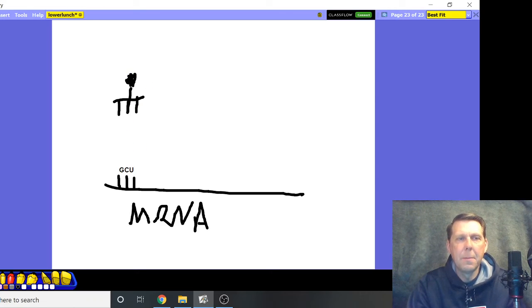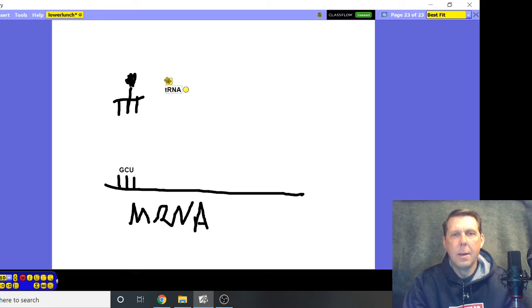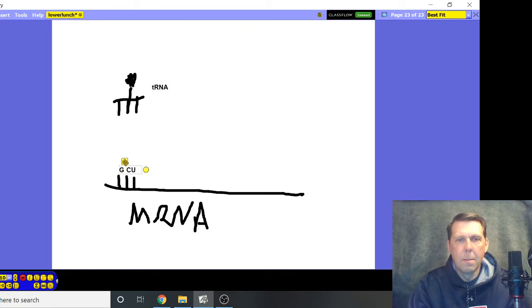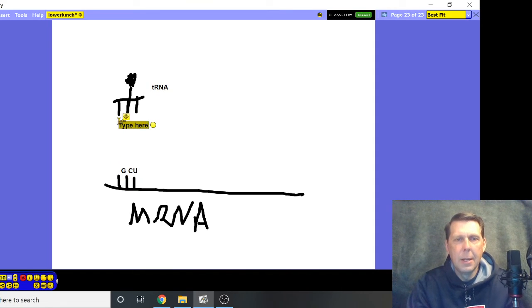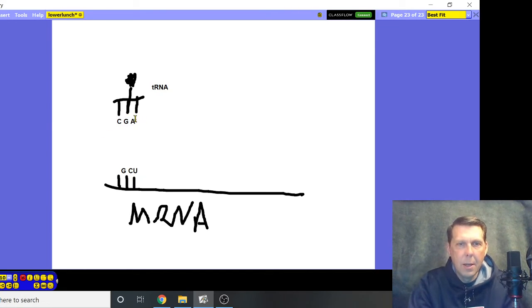Here's our tRNA. Now we're looking for the correct anticodon down here. If this is GCU, what would be up here? Hopefully you're thinking it would be CGA. That would be the correct anticodon here to make this one match up with that one. And they do that for all of the codons on the mRNA until it's complete.